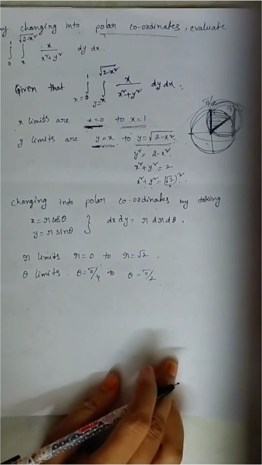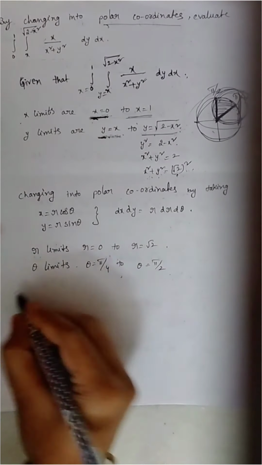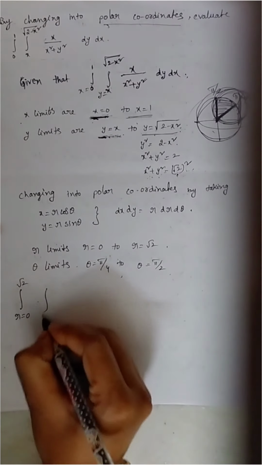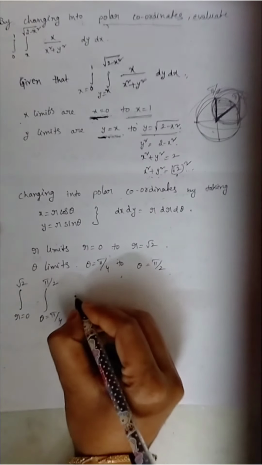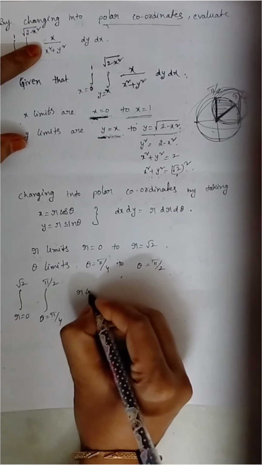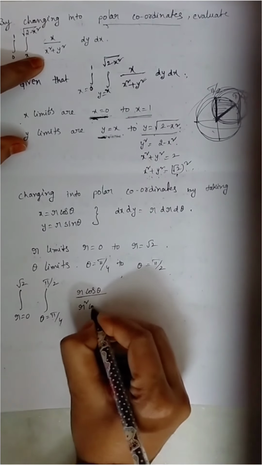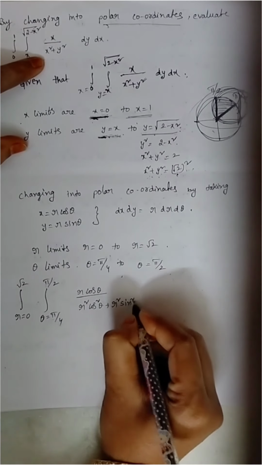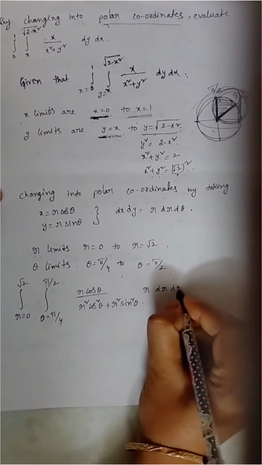So finally we get r limits and theta limits. Now we find the integration. Both are constant limits. R equals 0 to root 2 and theta equals pi by 4 to pi by 2. So given that x equals r cos theta, by x square, r square cos square theta plus r square sin square theta, into r dr d theta.